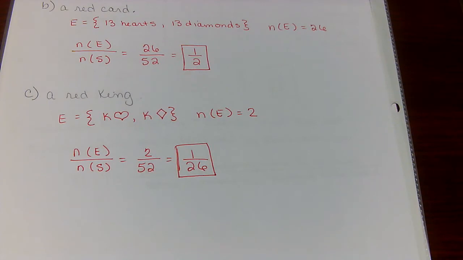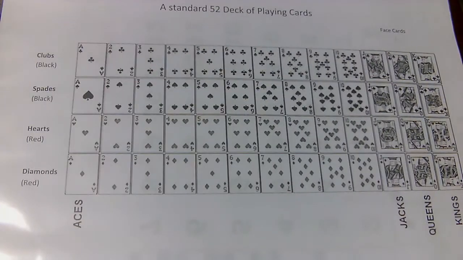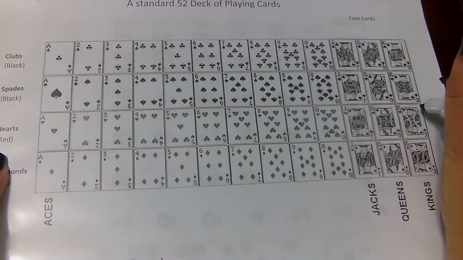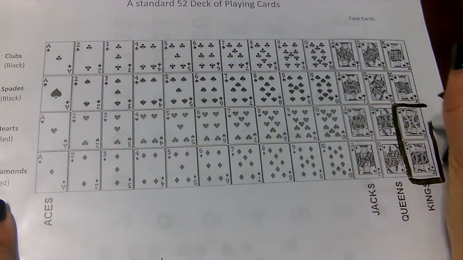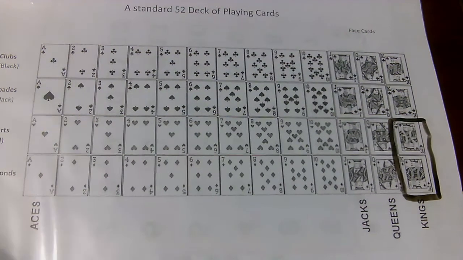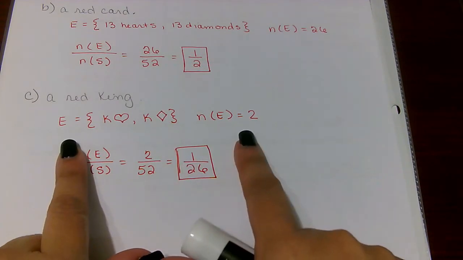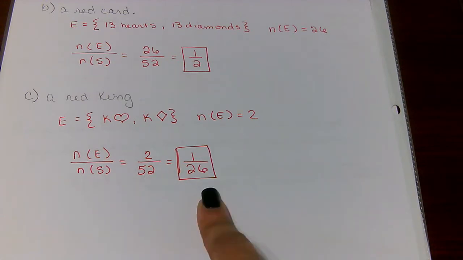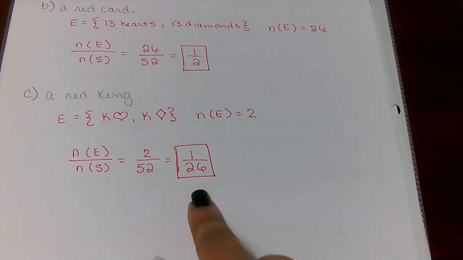Part C. Part C says, what is the probability of getting a red king? Again, I'm going to use my cards here, and I'm going to see that if I want a red king, I would have either a king of hearts or a king of diamonds. In this case, our cardinal number of having a red king would be 2. So 2 divided by the cardinal number of the sample space of 52 means there's a 1/26 probability of getting this event.